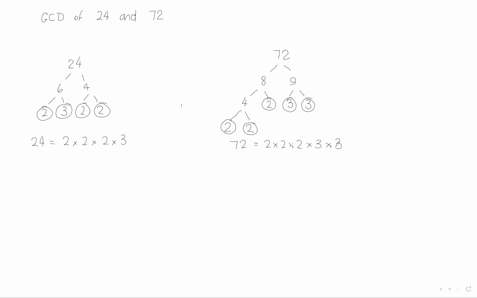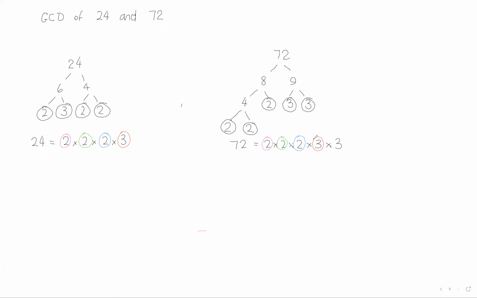Now, if I want to find the greatest common divisor, or the highest common factor of these two numbers, what I do is I go and find all the common prime factors. So they both have a 2 in common. I use different colors so you can see how they're pairing up. And they both have another 2 in common. And they both have a third 2 in common. And they both have a 3 in common. But this last 3 of 72 doesn't have a friend in 24. So it's not a common factor.